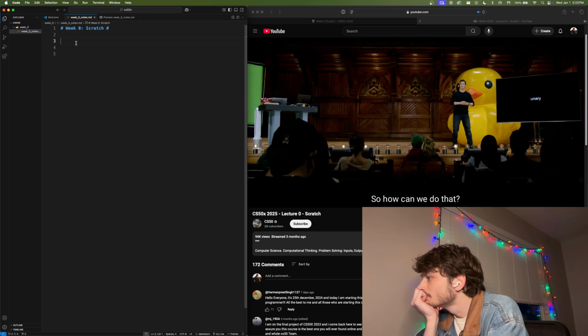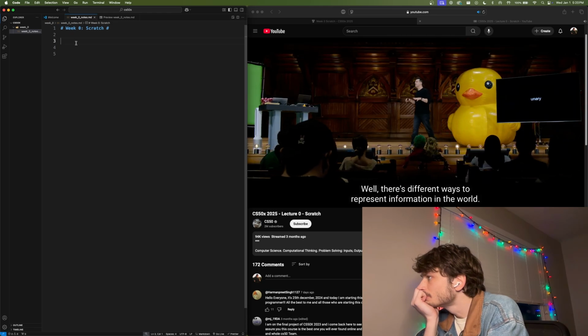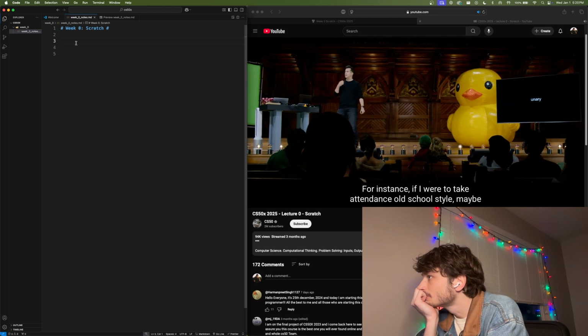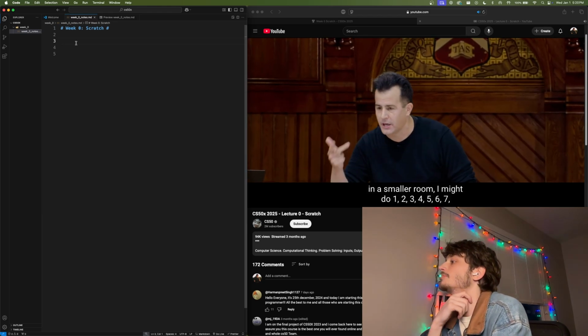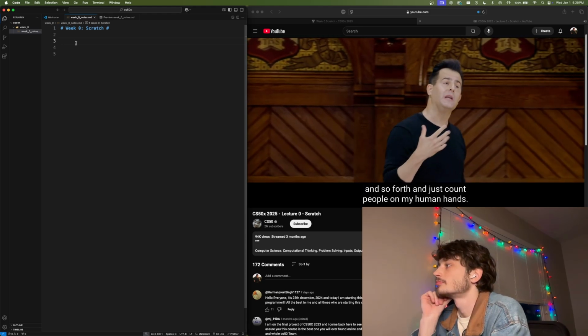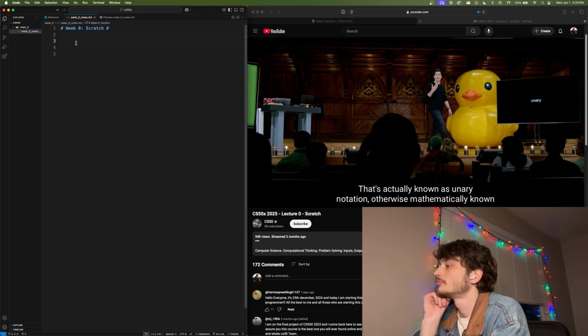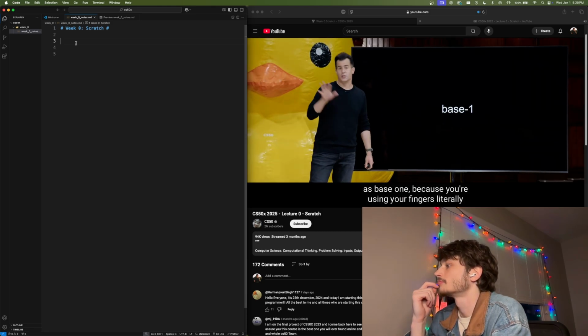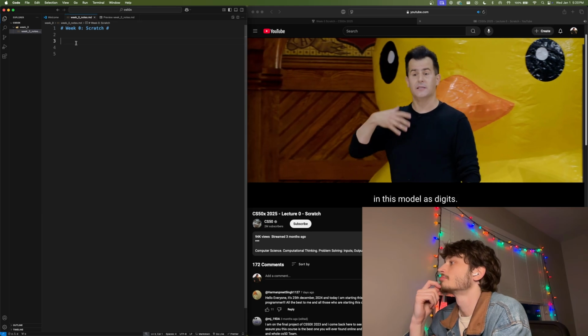So how can we do that? Well, there's different ways to represent information in the world. For instance, if I were to take attendance old school style, maybe in a smaller room, I might do 1, 2, 3, 4, 5, 6, 7, and so forth, and just count people on my human hands. That's actually known as unary notation, otherwise mathematically known as base 1, because you're using your fingers literally in this model as digits.